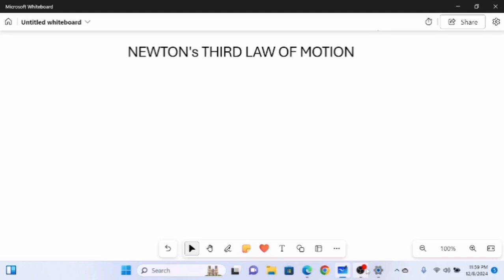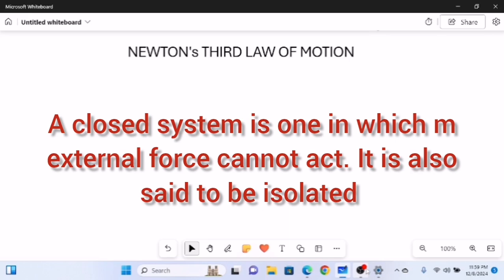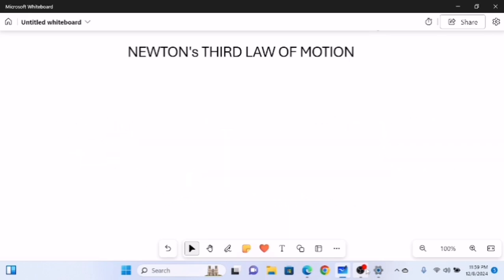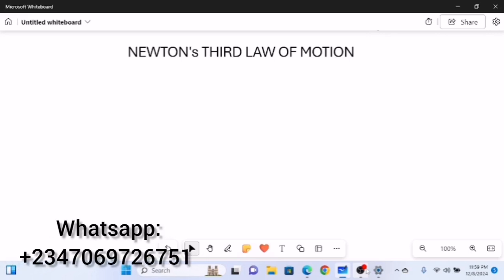So when two or more bodies collide in a closed system, now when they say a closed system, it simply means a system where an external force cannot act. It is isolated from the environment. There's no external effect, no air effect, no atmospheric effect on it. So it means an isolated or closed system.